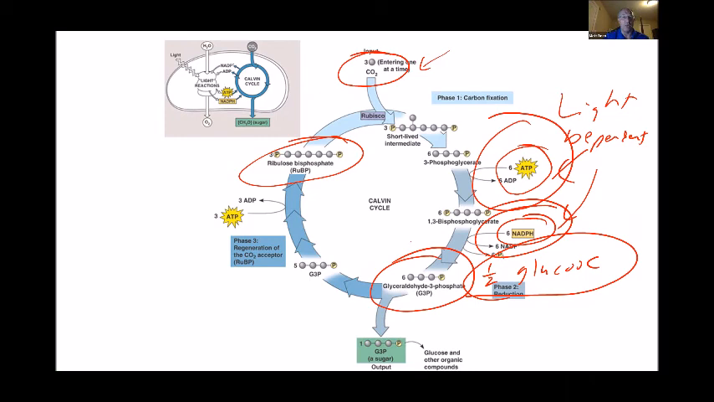Carbohydrates are ways to store energy that can be transported. That's why they're so crucial to the plant. They're storable and transportable, ATP and NADPH, not so much.